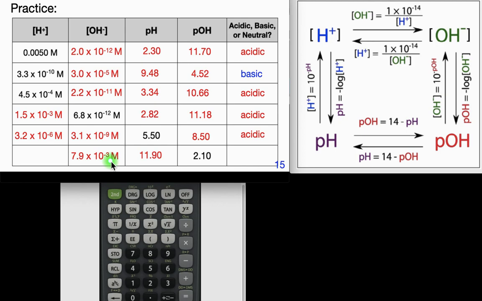And then we'll need to divide, well, there's two ways you could do it. You could divide that number into 10 to the negative 14, but I think it'd be easier to use the pH. Let's do that. So type in 11.90, make it a negative number. So I'm going to be using this equation here. So the antilog of negative pH will give us the hydrogen ion concentration, 1.3 times 10 to the negative 12. pH is greater than 7, so this is a basic solution.